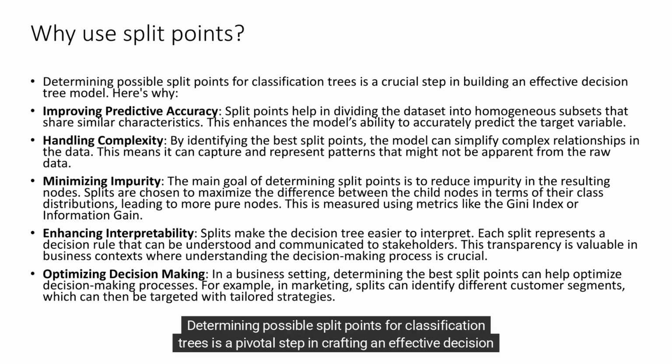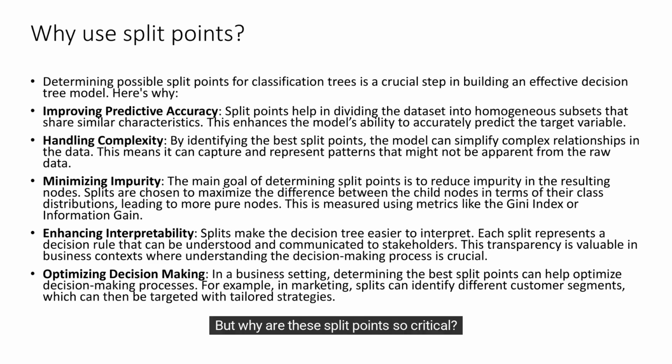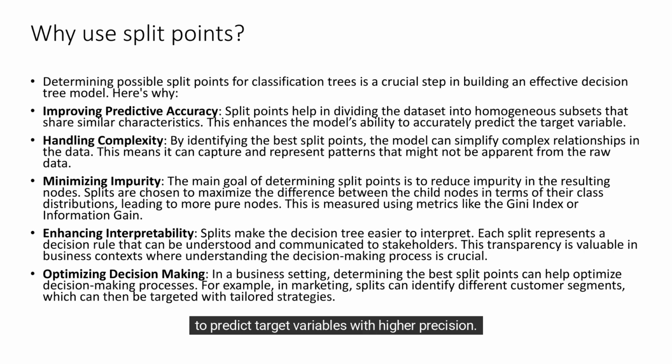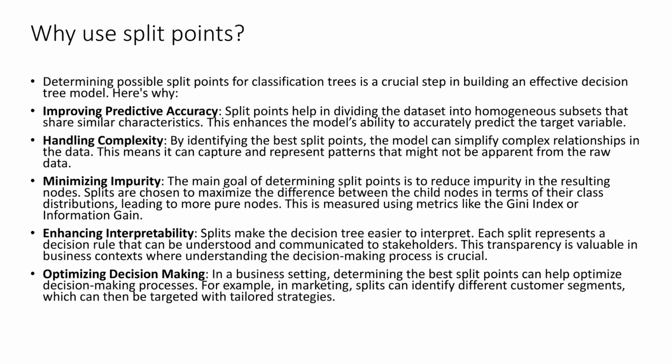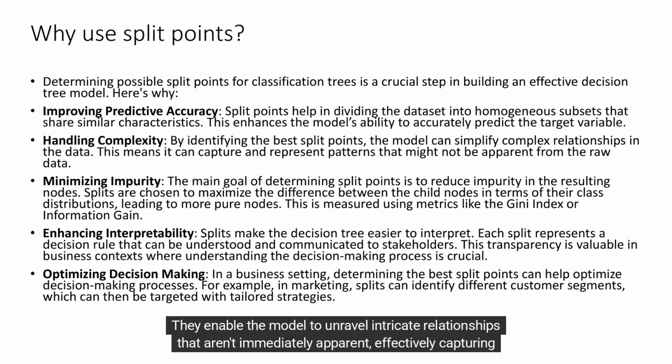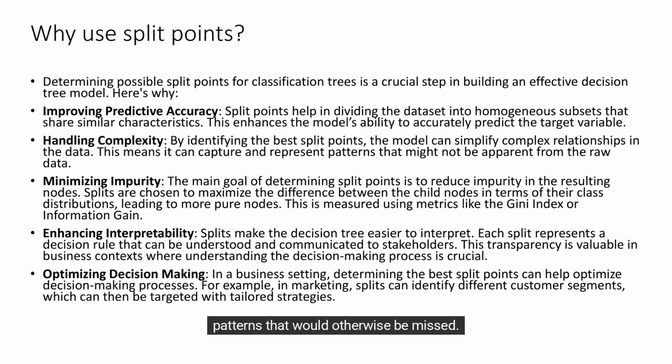Determining possible split points for classification trees is a pivotal step in crafting an effective decision tree model. But why are these split points so critical? Let's explore. First, split points play a major role in improving predictive accuracy. By dividing datasets into homogeneous subsets with shared characteristics, split points allow the model to predict target variables with higher precision. Next, split points simplify the complexity hidden within data. They enable the model to unravel intricate relationships that aren't immediately apparent, effectively capturing patterns that would otherwise be missed.